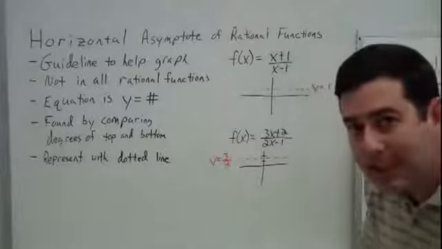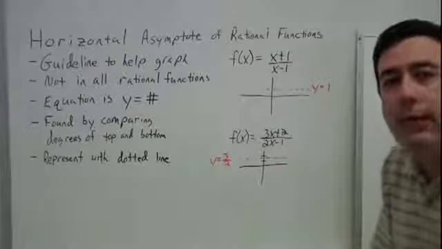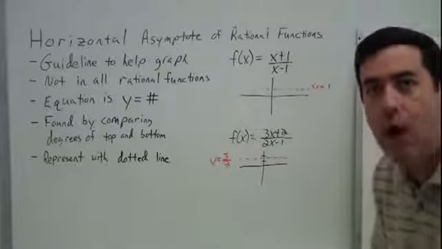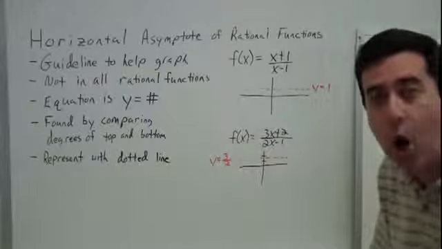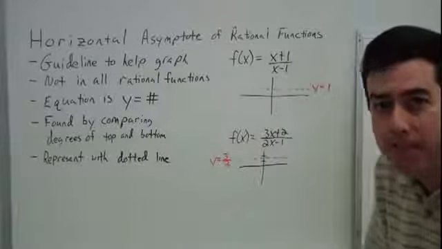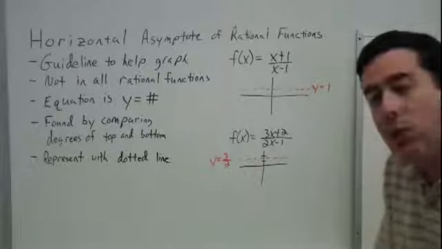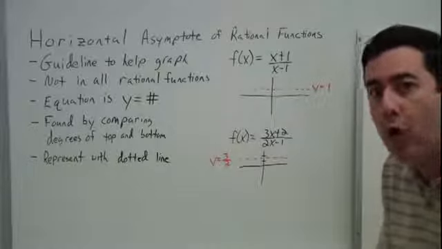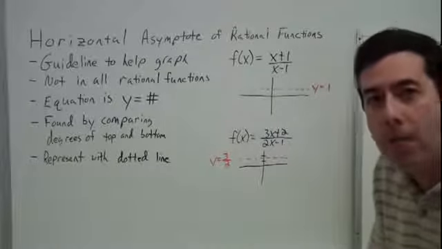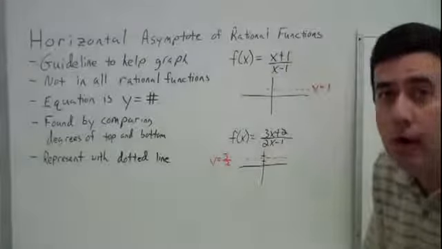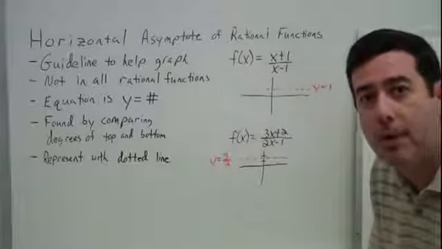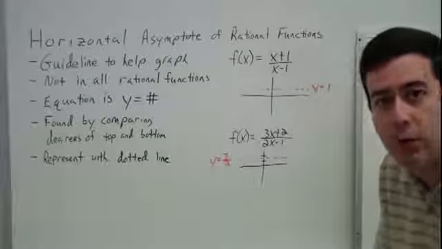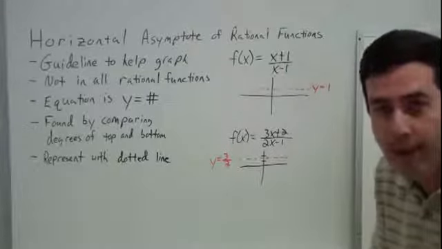Since it's a horizontal asymptote, the way we'll express the equation for it is y equals a number. Remember that horizontal lines are always y equals some number. The way that we'll find what our horizontal asymptote will be is to compare the degree on top with the degree on bottom. The degree of the numerator compared to the degree of the denominator. Remember that the word degree means the highest exponent that you see when you are in one variable.